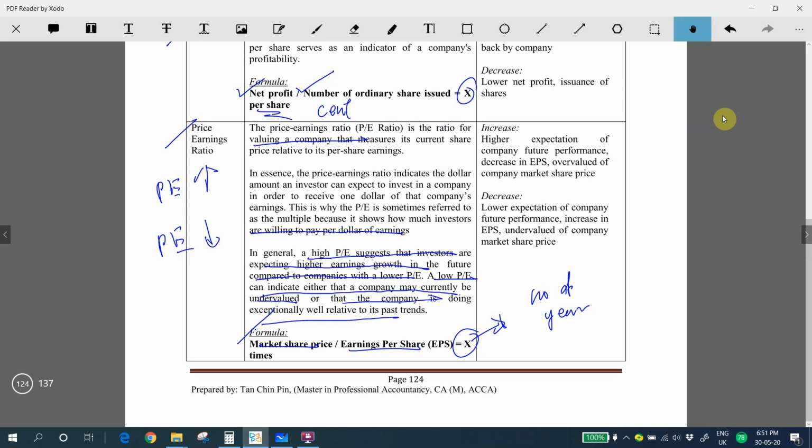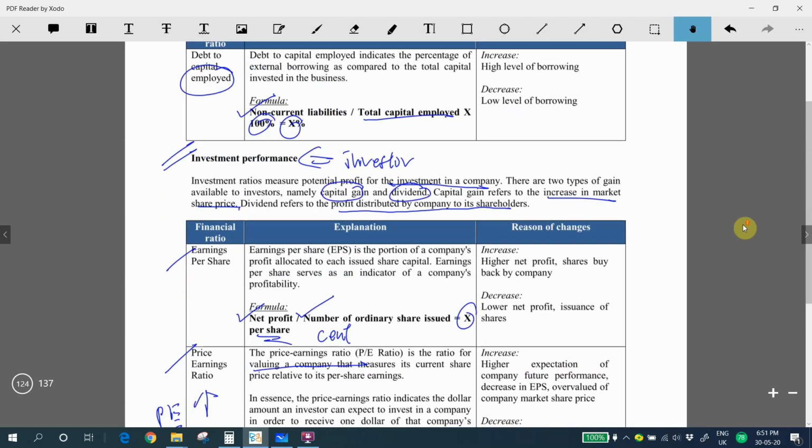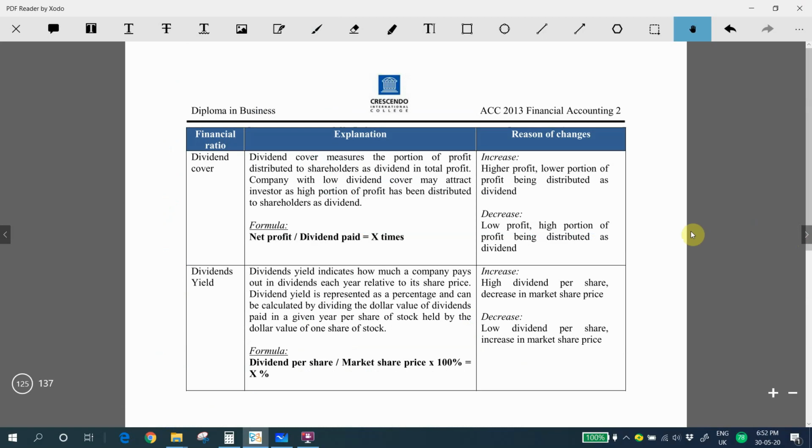So for PE ratio, you have to determine your own investment preference, because normally a company with high PE may indicate that the company has a higher risk. So you have to take note when you are using PE ratio for share selection. Next, dividend cover. Dividend cover discusses how much of the profit can be used for dividend payment. So we use net profit divided by the dividend paid, so we get the number of times.